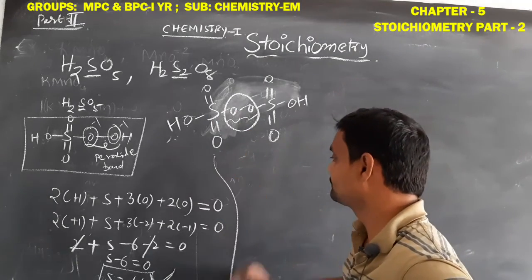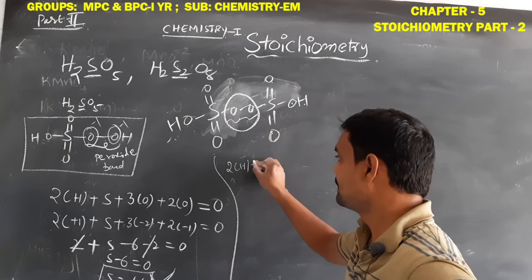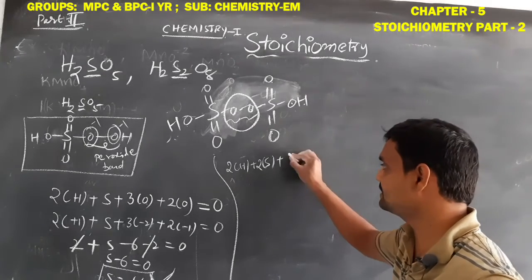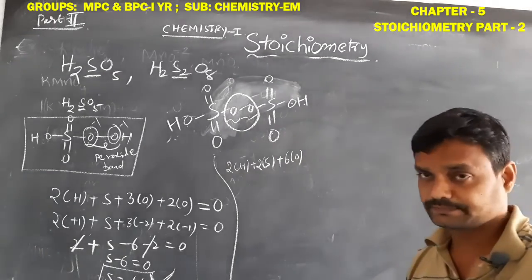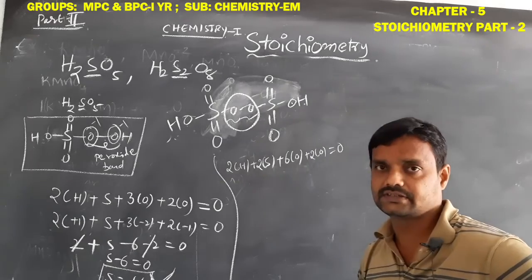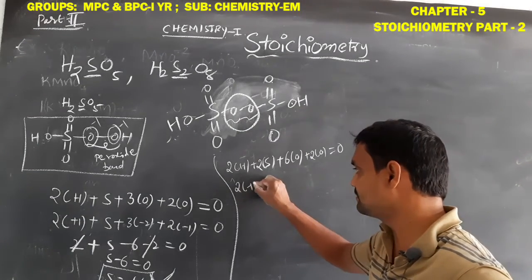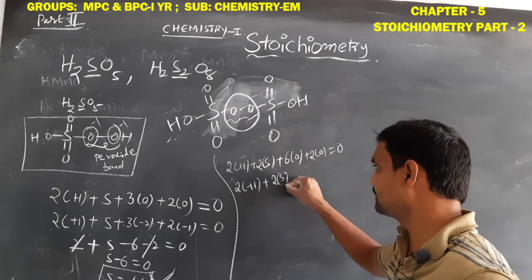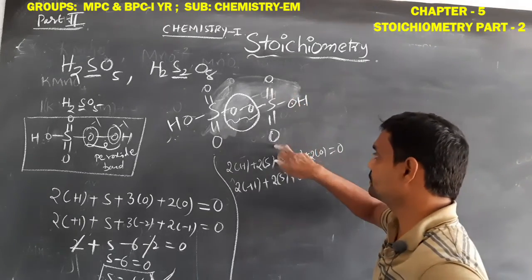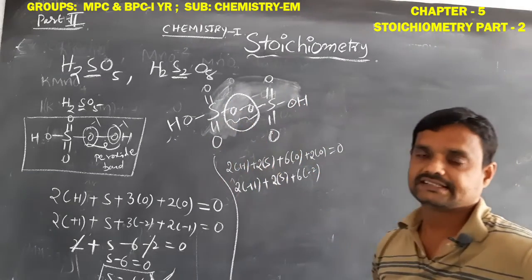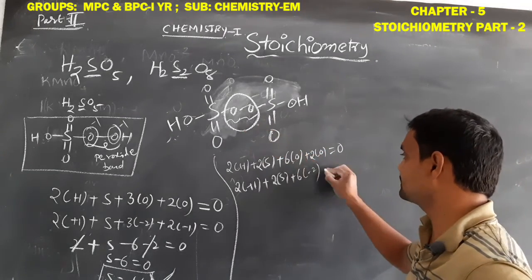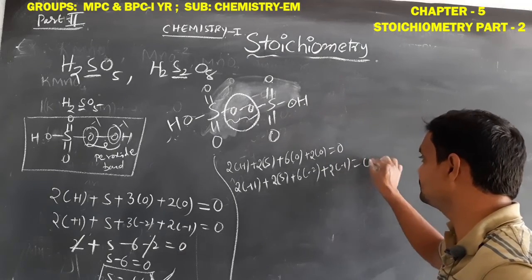Then simplify it. So 2 hydrogens plus 2 sulfurs. Okay, students. In these 8 oxygens, 6 oxygens are normal covalent bonds. The remaining 2 oxygens are the peroxide bond. So is equal to 0. So hydrogen oxidation number, already we have to know, is plus 1. We should find out the sulfur. And 6 oxygens are minus 2. Okay, students. 1, 2, 3, 4, 5, 6. The 6 are the normal covalent bond. So minus 2. These two are the peroxide bonds. So 2 into minus 1, is equal to 0.